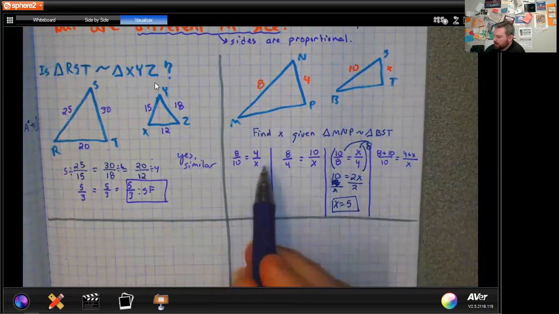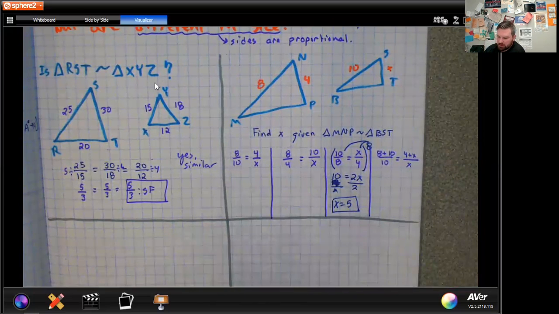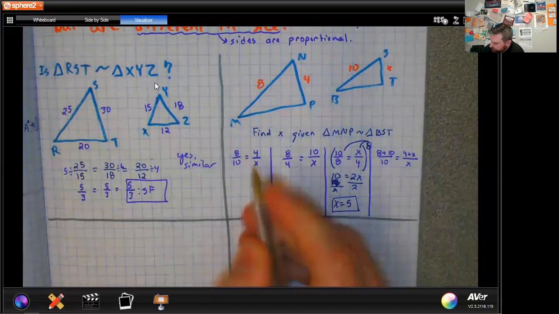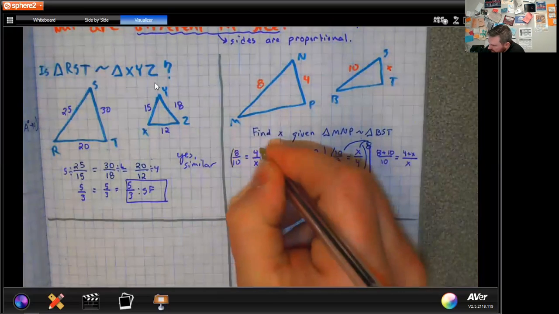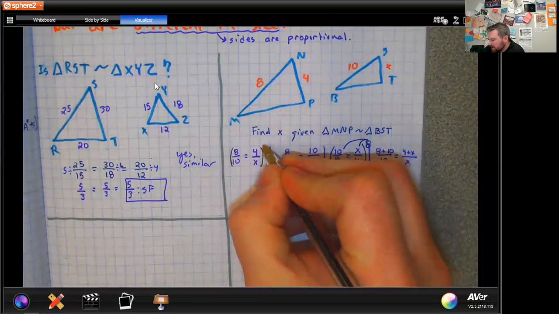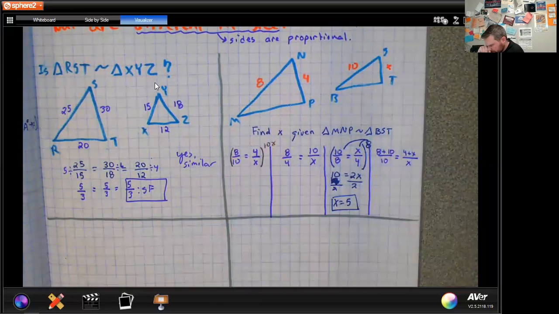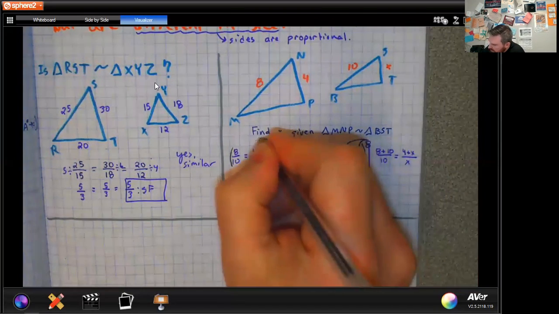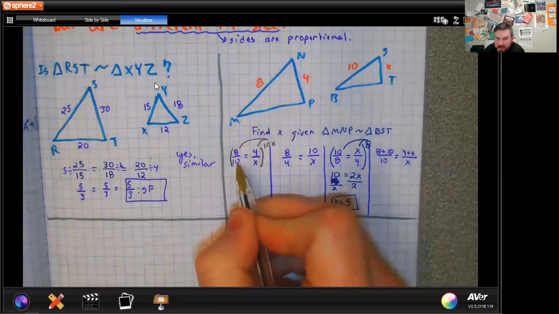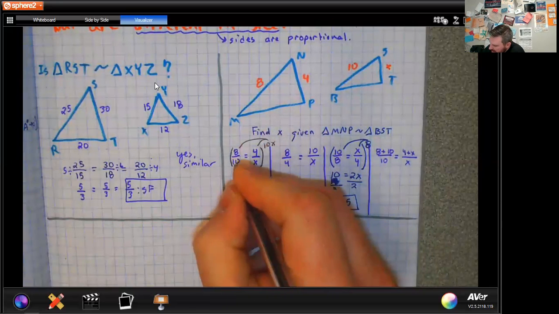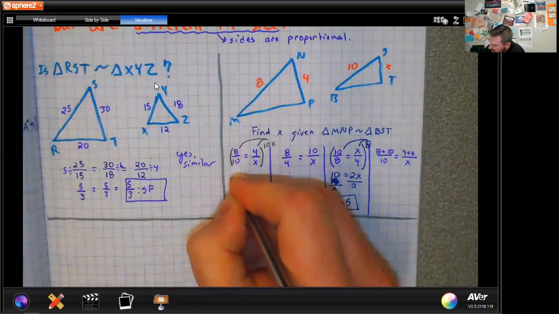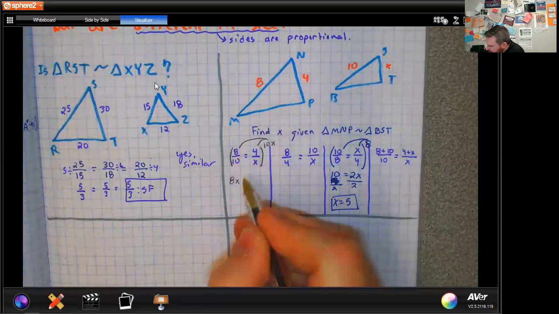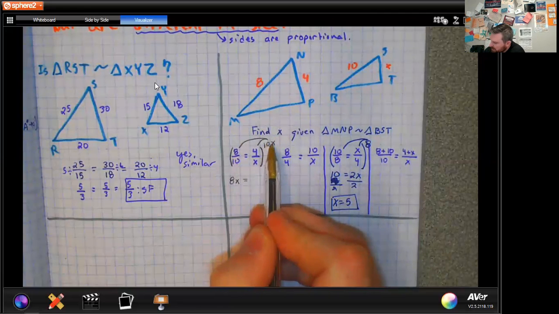When x is on the bottom, you have to put x in your common denominator. So I'll just do this one here. If I were to multiply the whole thing by my common denominator, that would be 10x. So we take 10x times both of these fractions. So you got 10x divided by 10. That's just x. X times 8 is 8x. 10x divided by x. The x's cancel and you get 10.